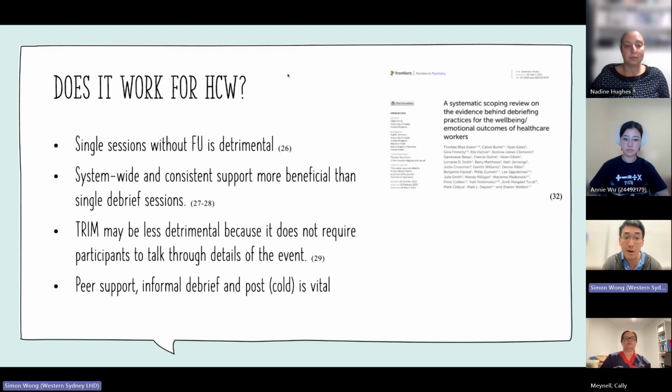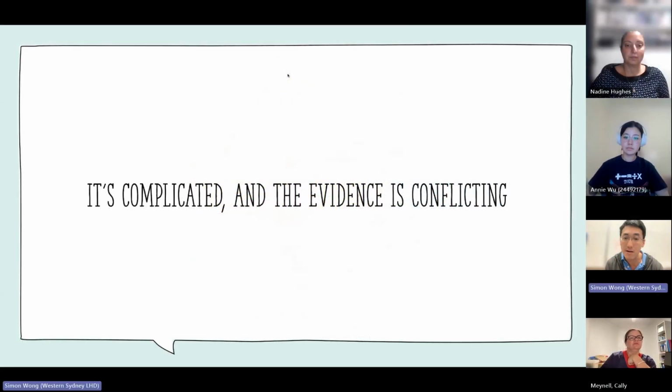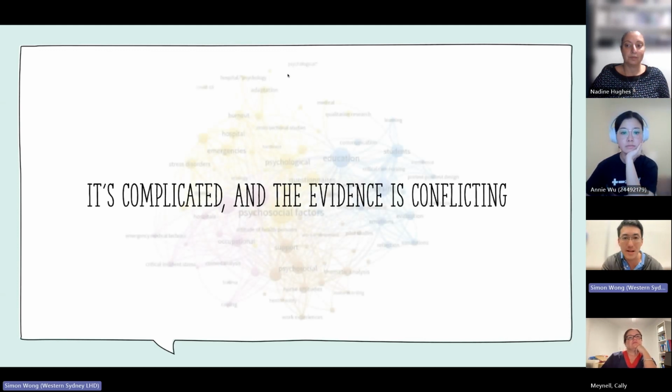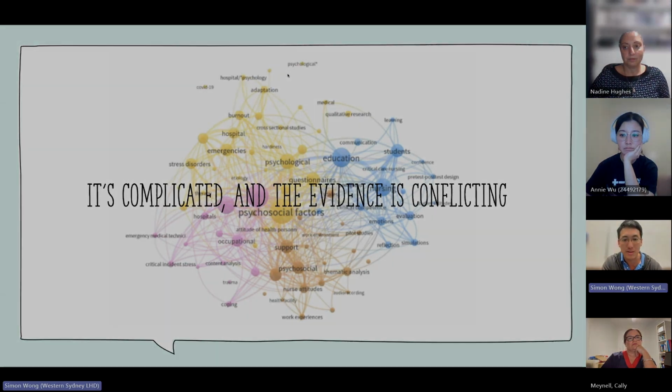They've noted that the TRIM model may be less detrimental because it doesn't require a participant to talk about the details of the event. And finally, strong peer support, informal debrief, and cold debriefing after the fact over the last 40 years is out there, but it is very complicated and the evidence is conflicting. So I think the key is to make sure that you have set and defined goals and aims when you do a debrief. You want to focus on the specifics in order to get the benefits of having a debrief after critical incidents.